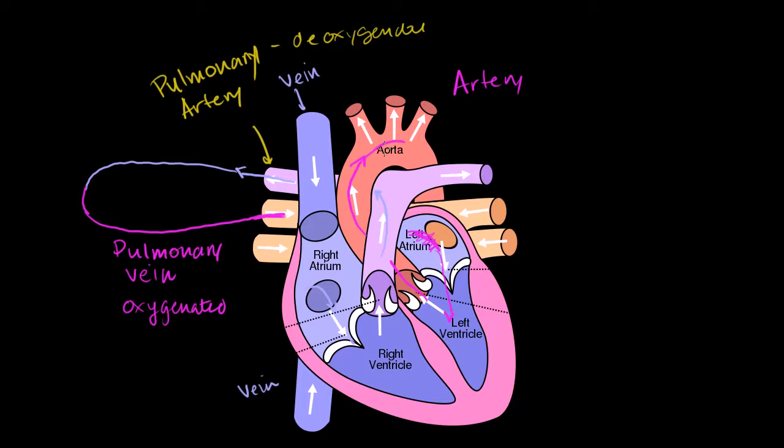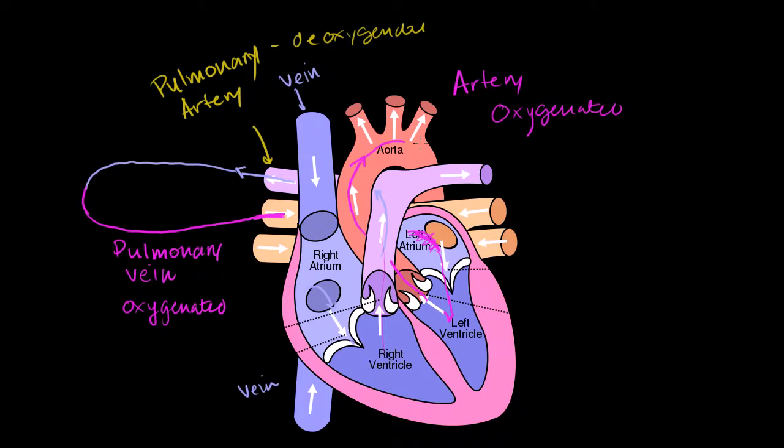Is it a pulmonary artery? No. We're not dealing with the lungs anymore. We dealt with the lungs when we went from the right ventricle to the lungs in a loop, back to the left atrium. Now when we're in the left ventricle, we pump into the aorta. Now this is to go to the rest of the body. This is an artery, a non-pulmonary artery, and it is oxygenated.